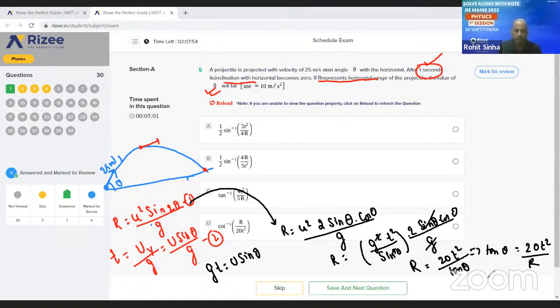So theta is equal to how much? Now in terms of cot theta, we are seeing the option in terms of cot theta also. We can write R by 20 t square. So cot theta, you will get how much as your answer? Your answer will be D in terms of cot theta. Got it? Anyone, any problem till now? You can ask. You can take the screenshot. If you have any problem, you can ask.